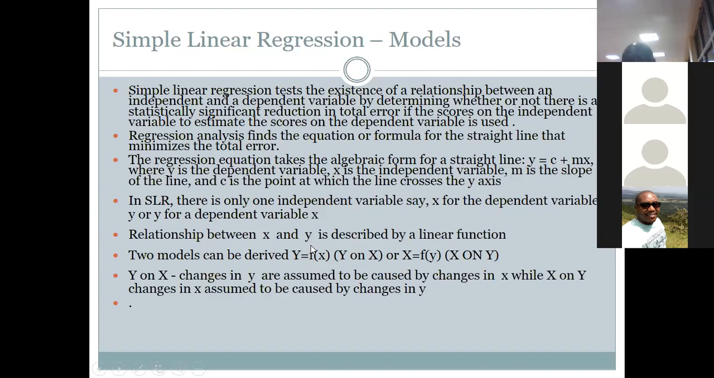you're just using the same data set. But you want to predict advertisement, what you would have invested in advertisement given a sales volume. Then you build an X on Y regression line, which basically is generally written as X is equal to f of Y.